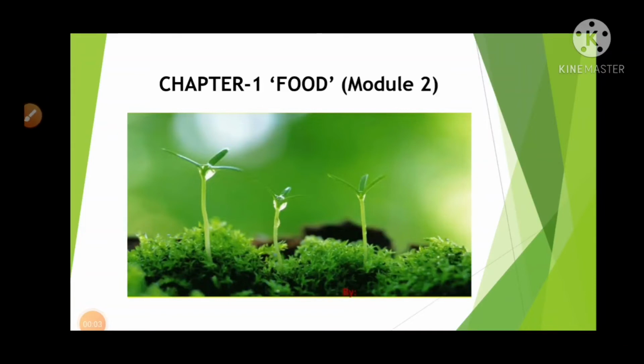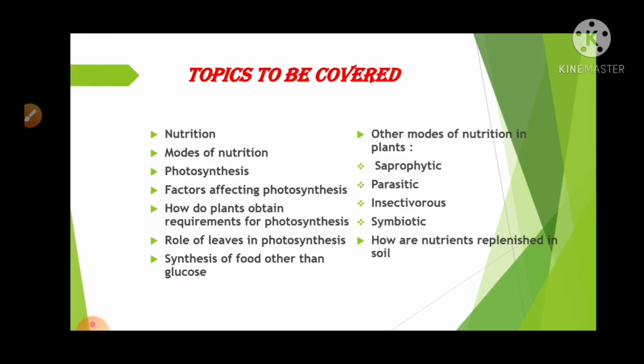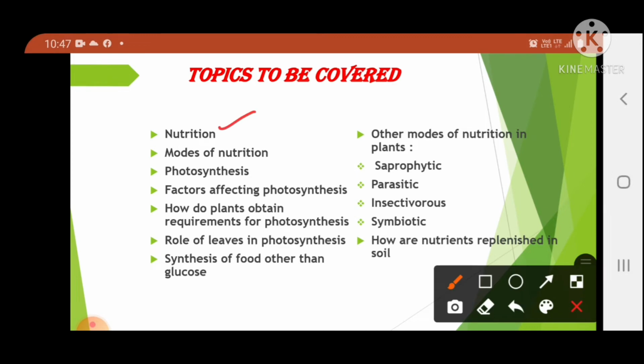Hello everyone, welcome to module 2 of chapter 1, Food. In the previous module, we read about nutrition, mode of nutrition, photosynthesis and factors affecting it. Now in this module, we are going to study how plants obtain requirements for photosynthesis, the role of leaves in photosynthesis, synthesis of food other than glucose, and other modes of nutrition in plants such as saprophytic and parasitic. The rest we will study in the next module.